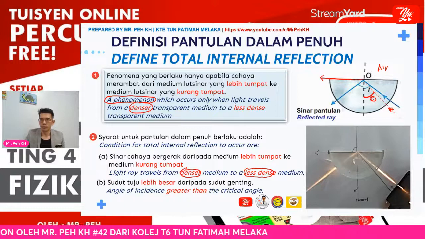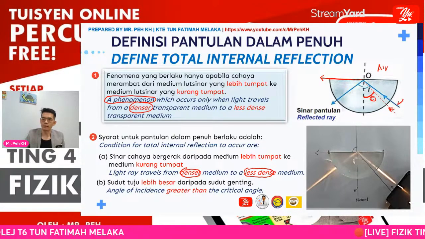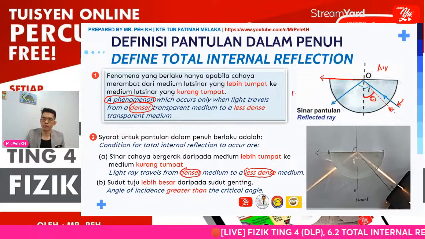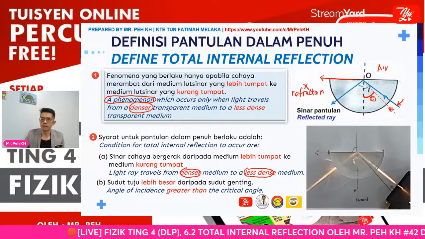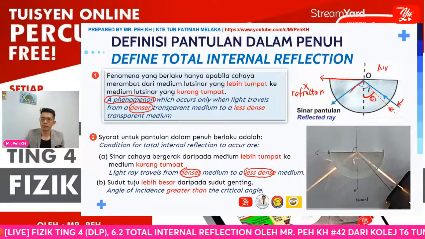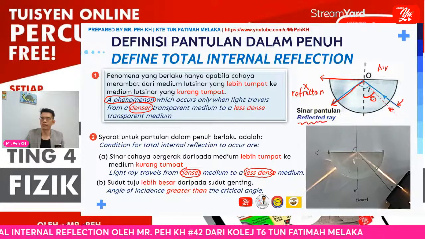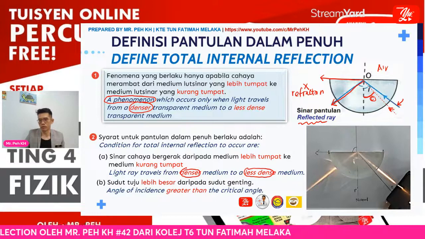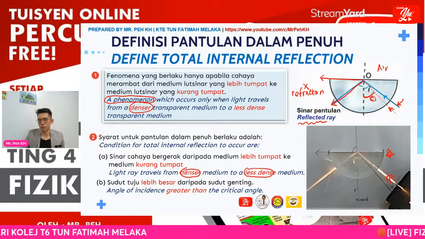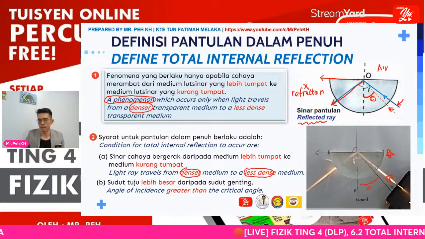When the incident angle is greater than the critical angle, shown by this line, you can see there will be no refraction. Instead, the light will be reflected and is known as a reflected ray. Okay, so again, look at this picture. The light ray here is greater than the critical angle. The critical angle is at this line.